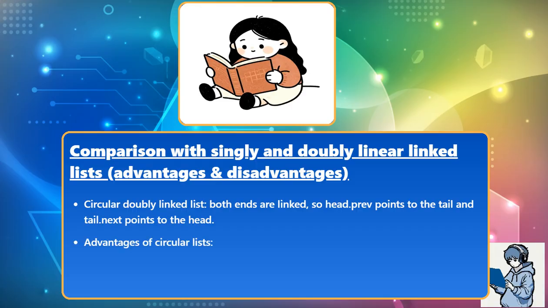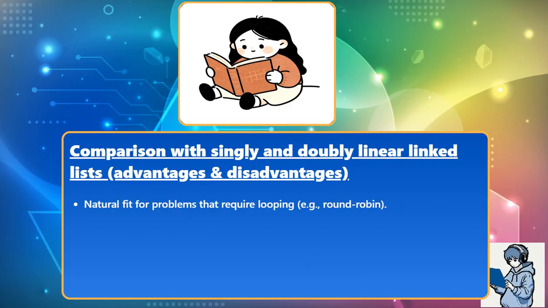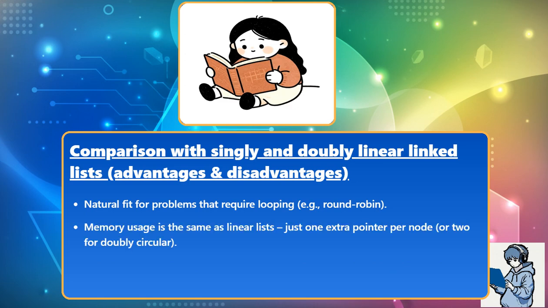Advantages of circular lists. Constant time insertion and deletion at both ends without needing a special tail pointer. The tail is reachable from any node. Natural fit for problems that require looping, for example round-robin. Memory usage is the same as linear lists, just one extra pointer per node, or two for doubly circular.